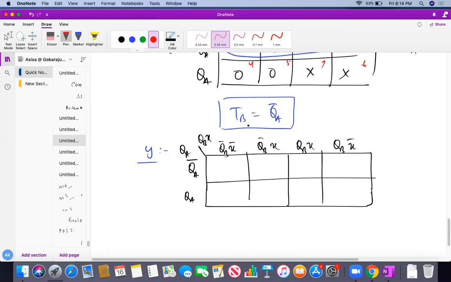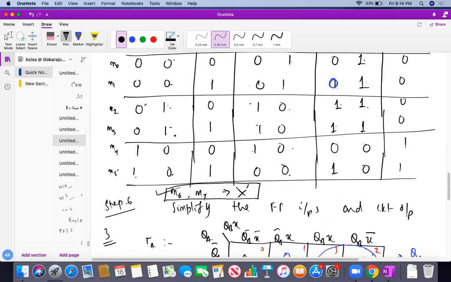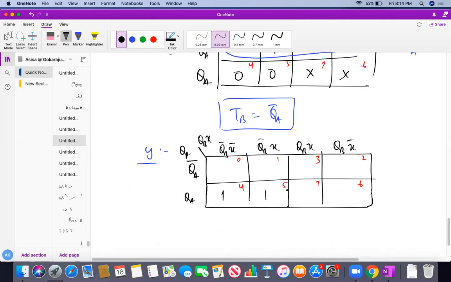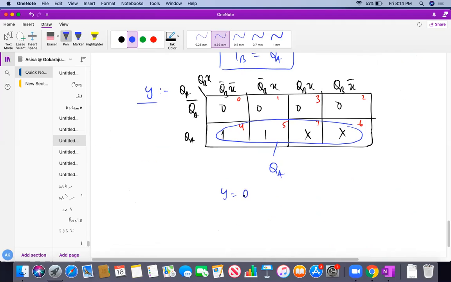And we know the minterm positions 0, 1, 2, 3, 4, 5, 6, and 7. The minterms present for Y are M4 and M5, and these are don't cares, and other places are 0. So how do we combine it? Very simple. Just one quad. What is common here? QA. So Y will be QA. Any doubt on this?